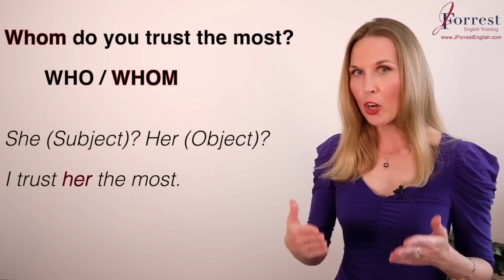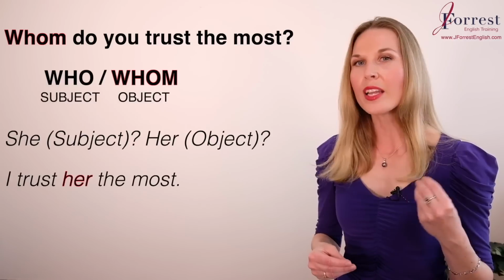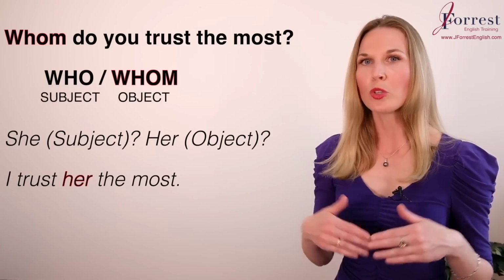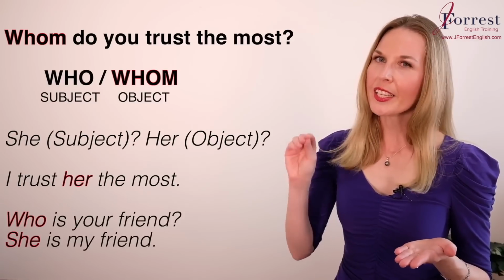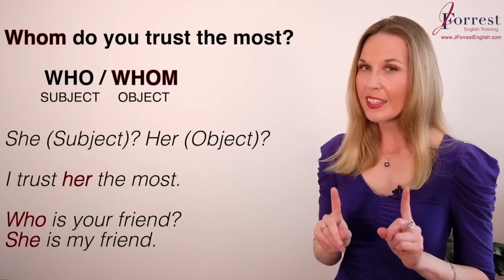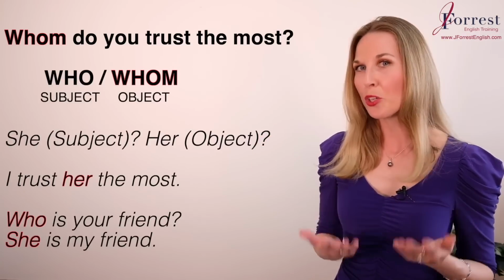I trust her the most. We need an object, not a subject, so you use whom. Who is your friend? She is my friend. In this case, we need a subject, so we use who.